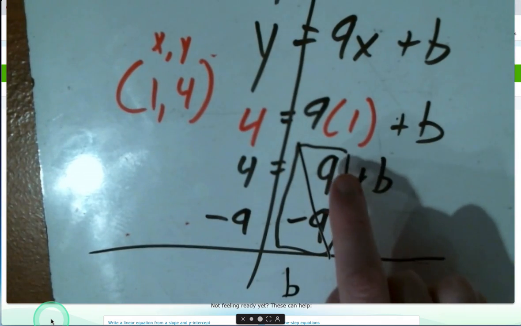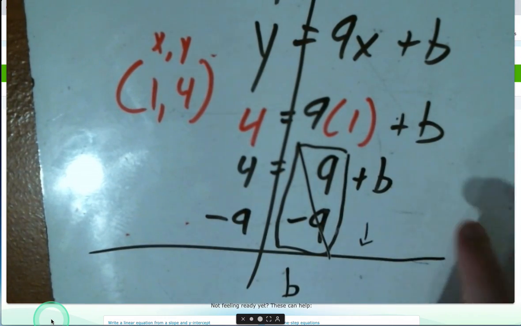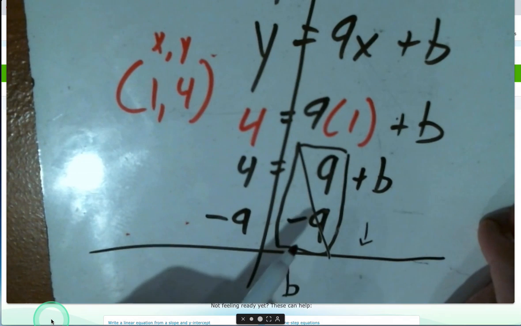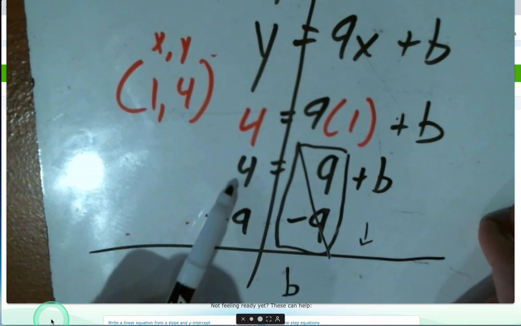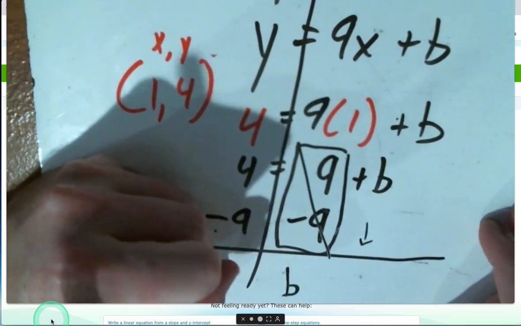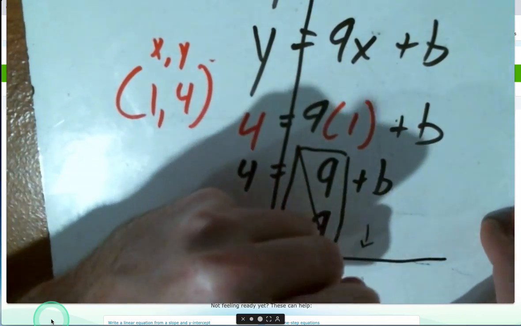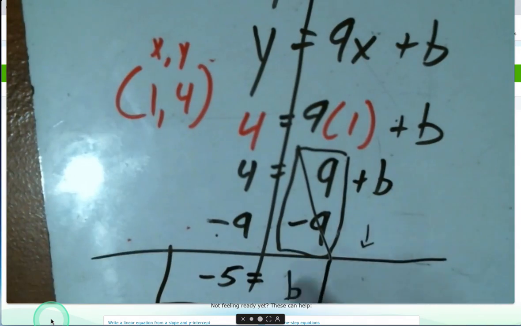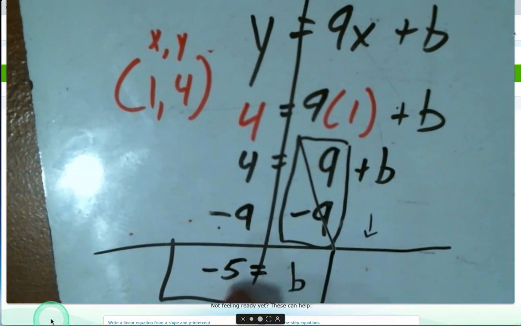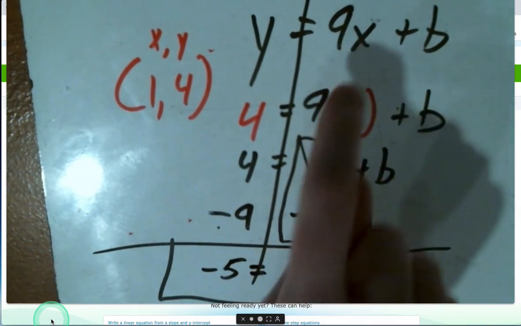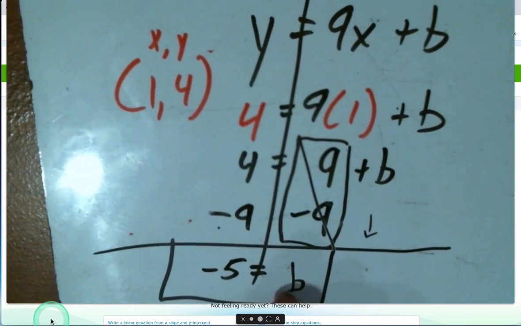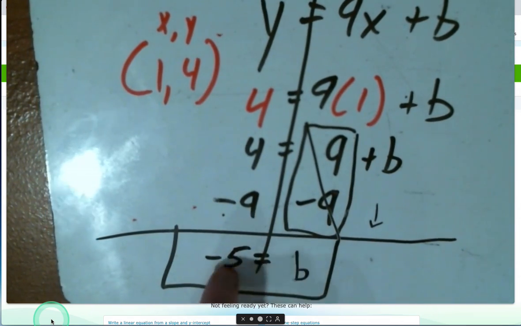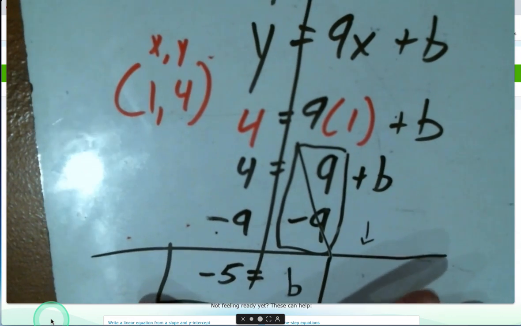So what I did is I subtracted the 9 to get rid of the positive 9 that's on the right side. Whatever I do to one side of the equation, I need to do the same thing to the other side. So over here I have 4 minus 9, and that's kind of the algebra way to get this equation to tell you the answer. Oh, b must be negative 5. If we have a slope of 9 and the line goes through 1 and 4, it must have had an original y-intercept, a beginning value of negative 5, according to this equation.